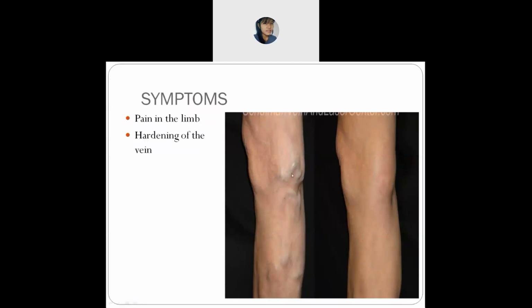Hard means the veins won't seem normal, like soft. They will be very hard. If you touch it or just see it, you will be able to know the difference. So it means it will be painful, as well as the limb. Sorry, the vein, the superficial vein, it will be hard. Is it clear? Yes, ma'am.